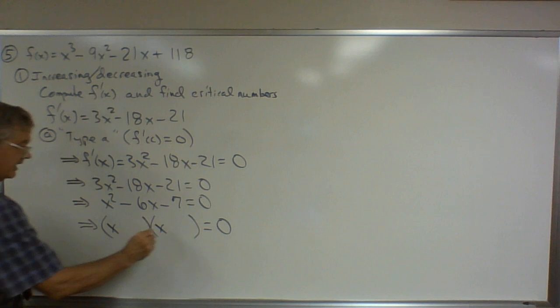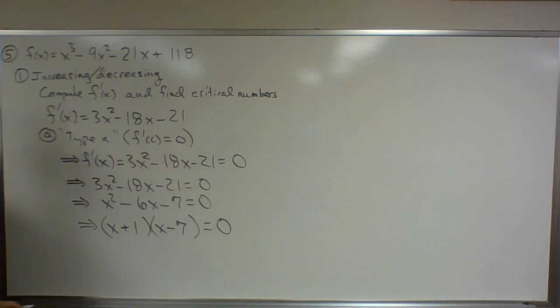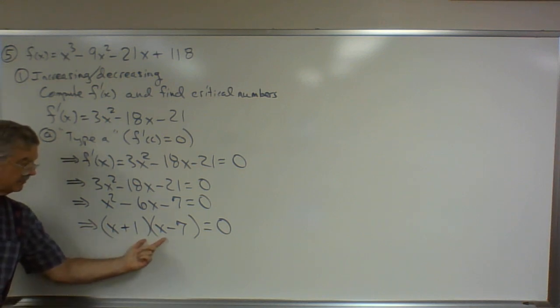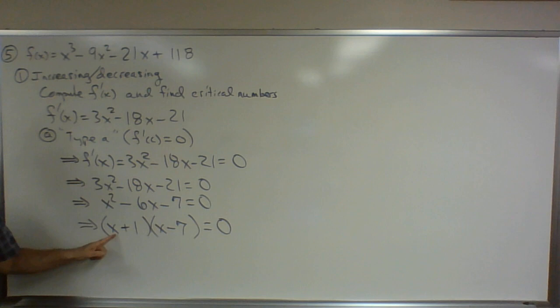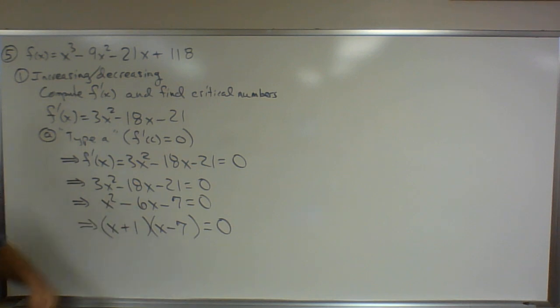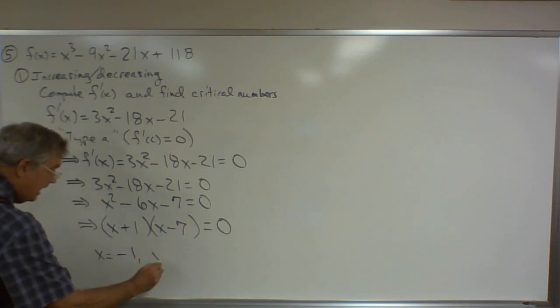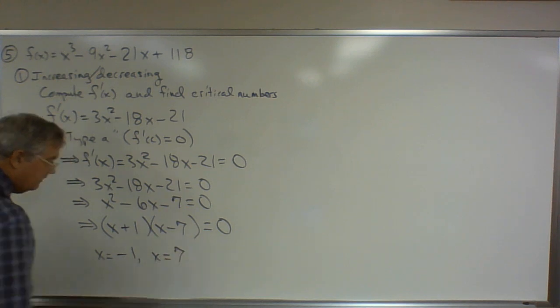Let's see. Looks like -7 and +1. Is that going to work? 1 times x is +1. -7 times x is -7x. X minus 7x is -6x. We have a winner. So x equals -1 and x equals 7.